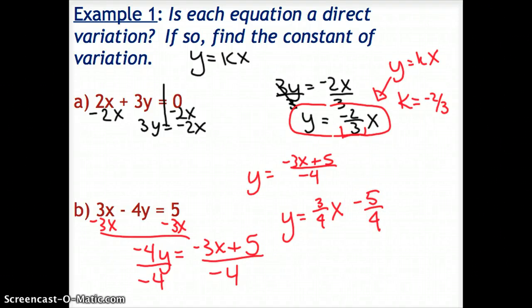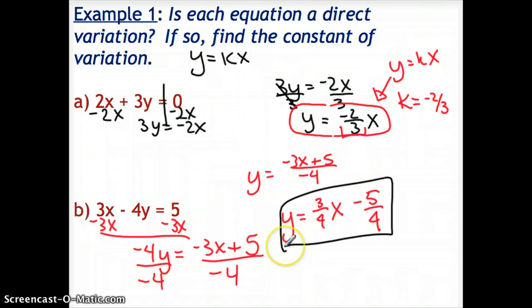So now what I'm looking at is, is this in the form y equals kx? And what I hope you notice is that there's this little extra thing in here, this minus 5/4. So if you graphed it, if you remember back from last year, that would not be going through the origin. Okay, it would be a straight line, but it would not go through the origin. So therefore, we're going to say that's not direct variation. Okay, so it's no. Because of that negative 5/4, it's not in the form y equals kx. It has a little something extra in there.